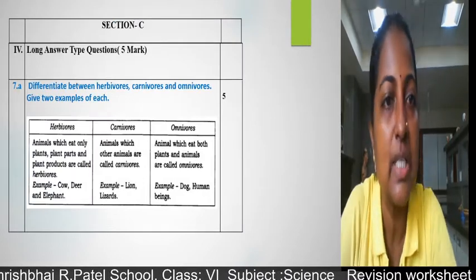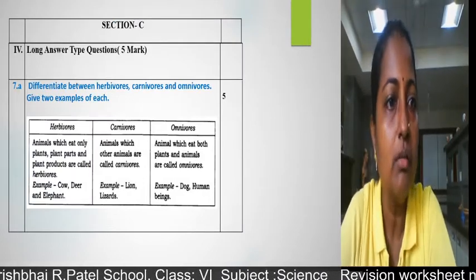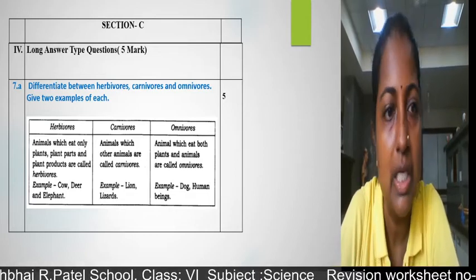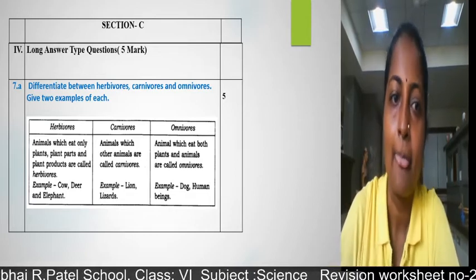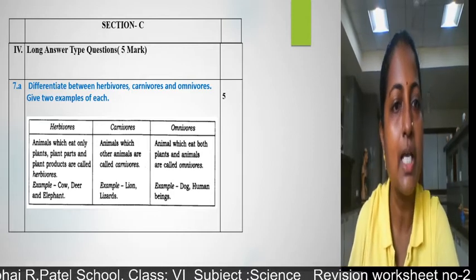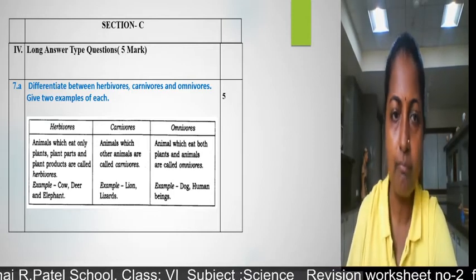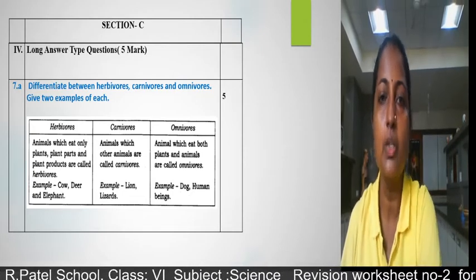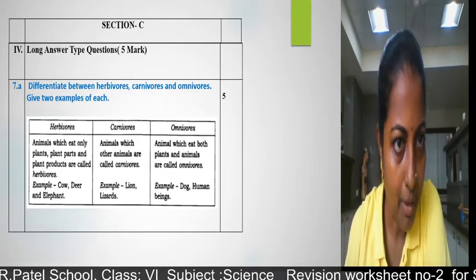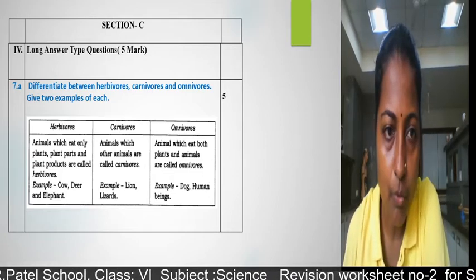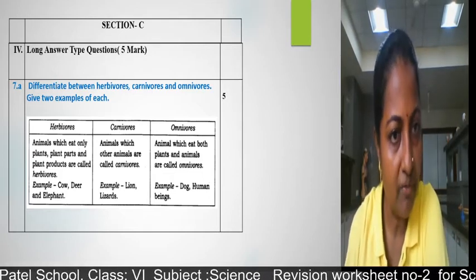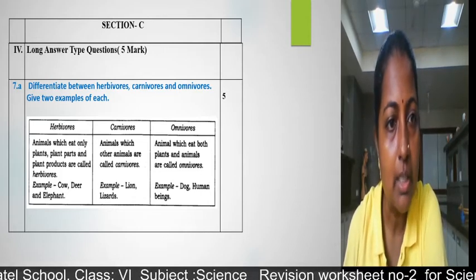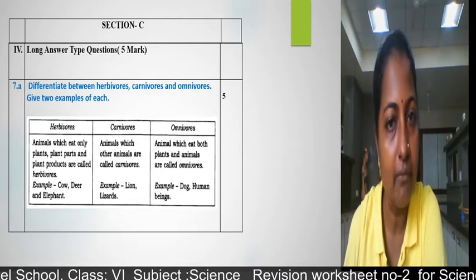Now let's discuss section C, long answer type question. Here one question is asked: differentiate between herbivores, carnivores and omnivores. Give 2 examples of each. Now you have to write the definition of herbivores, carnivores and omnivores. You can write it in table form, or simply like you write in the notebook. Two examples are compulsory. Then carnivore definition, 2 examples. Omnivore definition and 2 examples. If you write this whole answer correctly, you will get 5 marks.